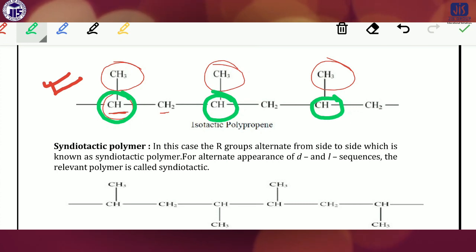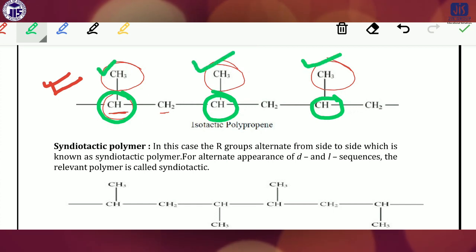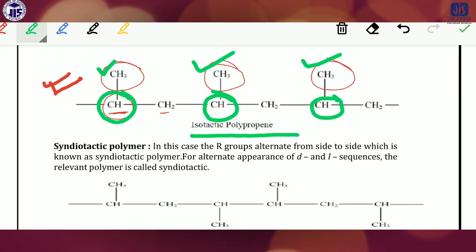Tacticity is applicable where a chiral center is present. In the case of a chiral center, the direction of the CH3 is very important when we assign the RS nomenclature, the RS configuration. I already discussed this in organic chemistry. This is very, very important. Now when all the R groups are present on the same side of the chain, then it is called the isotactic polymer.